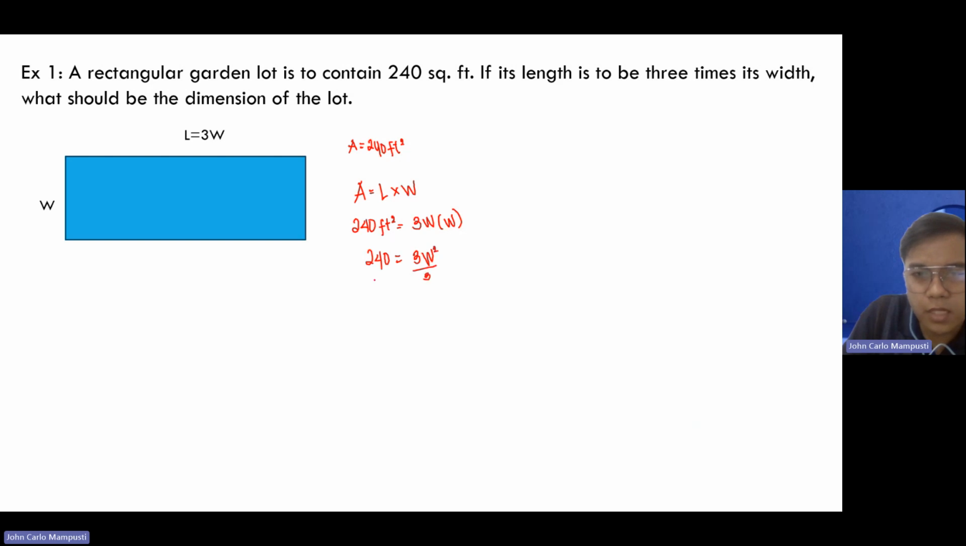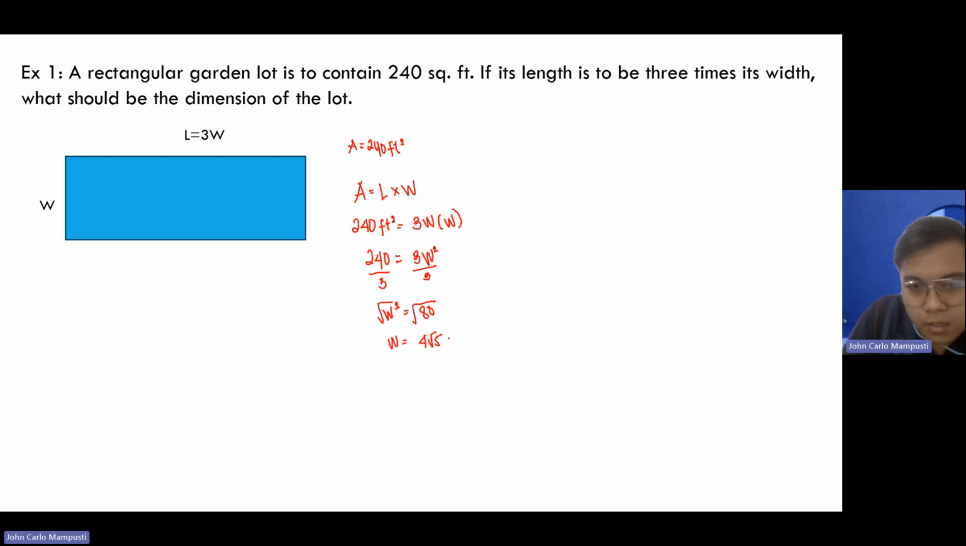So we divide both sides by 3. So therefore, W squared is equal to 80. Kunin natin yung square root. W is equal to 4 square root of 5. So yun na ba yung answer natin? Hindi pa, no? Ang tanong kasi, what should be the dimension of the land? So when we say dimension, ibigay mo yung length and width ng ating rectangular garden.